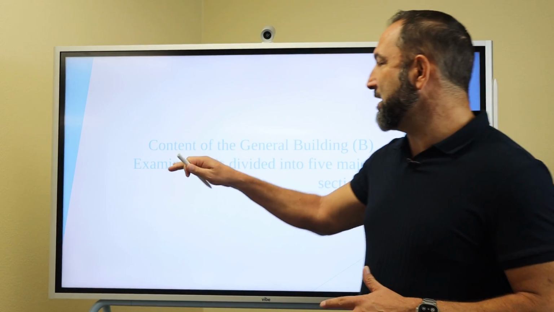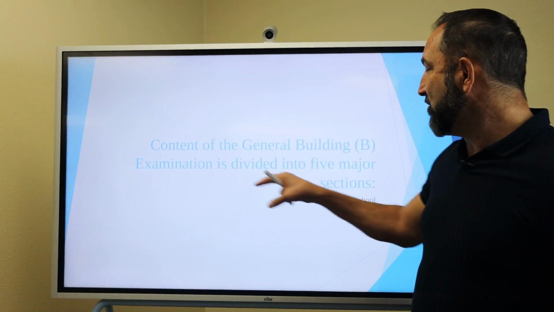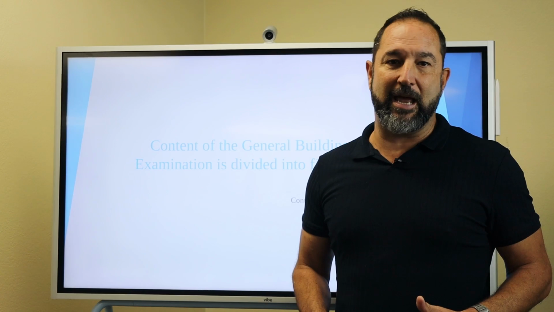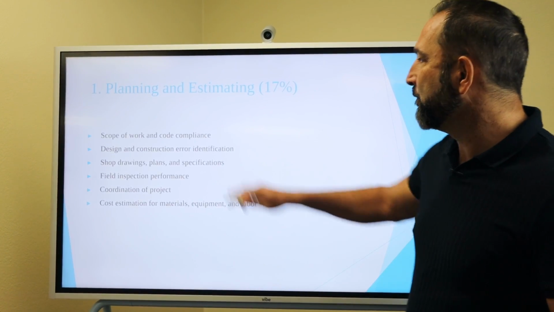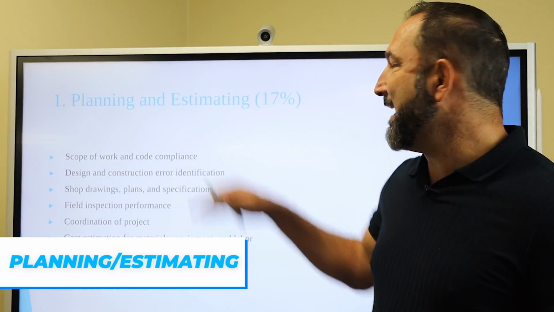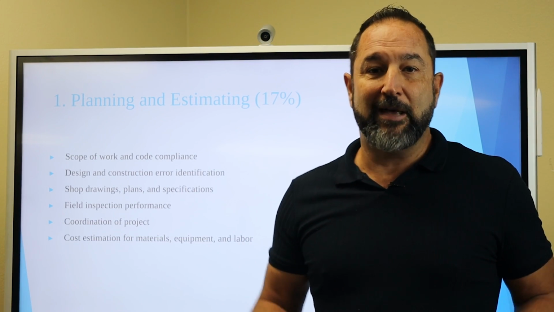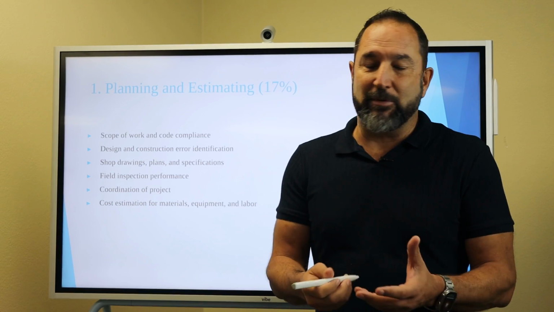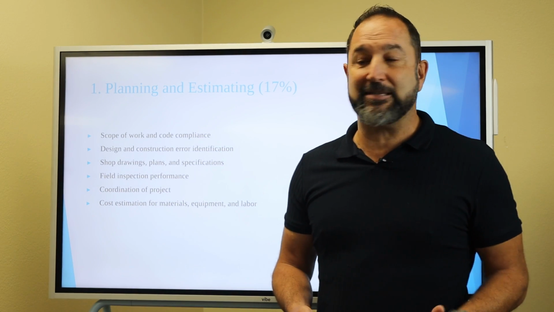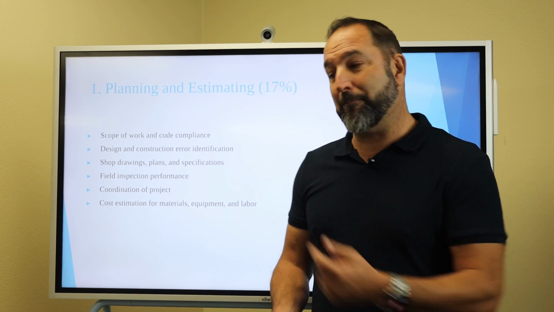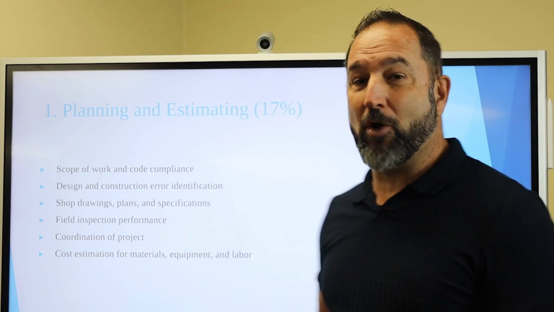Now, the thing that you need to know is that the content of the general building, or also known as the B examination, is divided into 5 major sections, okay? We're gonna go over those 5 sections so that you have a good grasp on what you need to know. So the first section is the planning and estimating section. Now I want you to notice it makes up 17% of the actual state exam. So remember, that state exam is going to be 125 questions. You're going to be given 3.5 hours to take the test. Now, after people have gone through our program, they have passed this literal test in a half-hour flat. So, we want to make sure that you know everything you need to know.